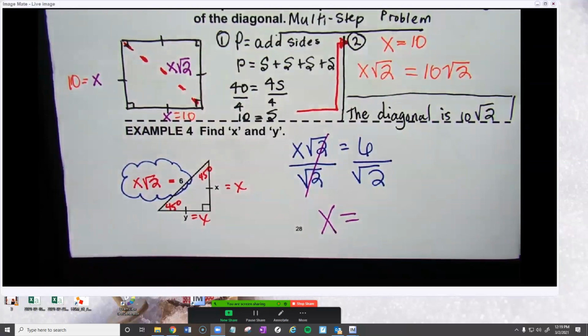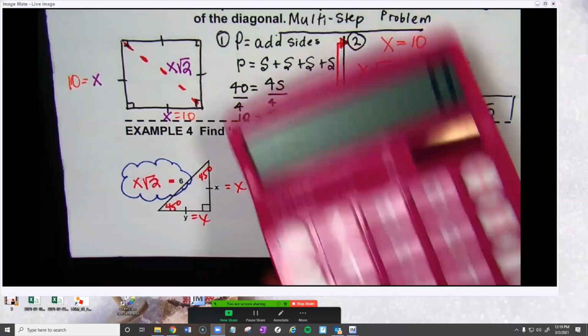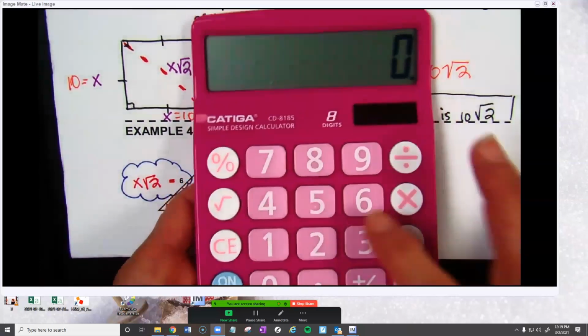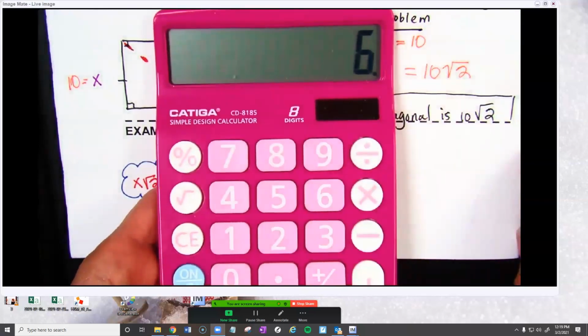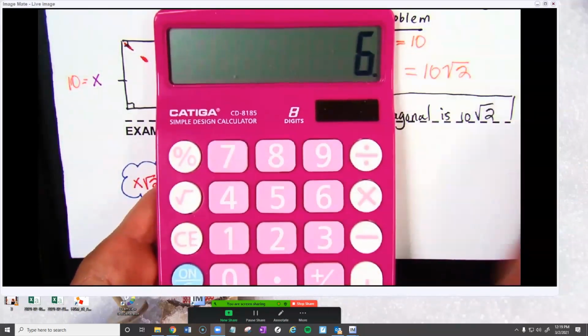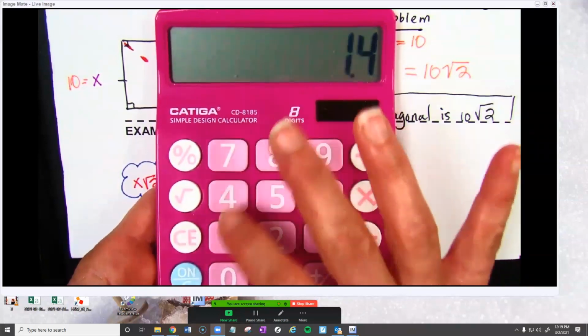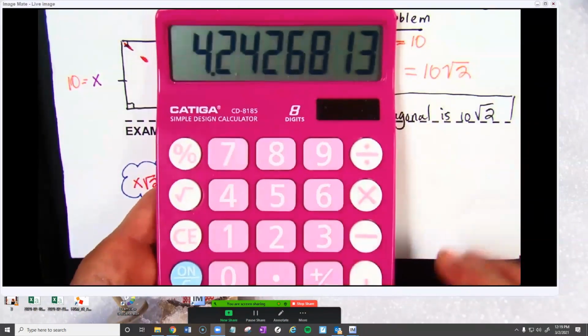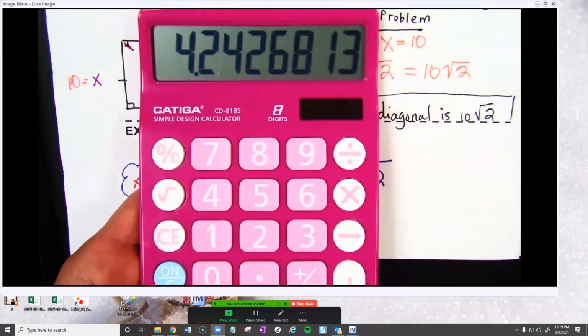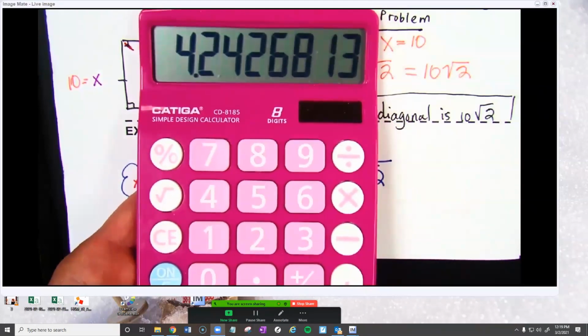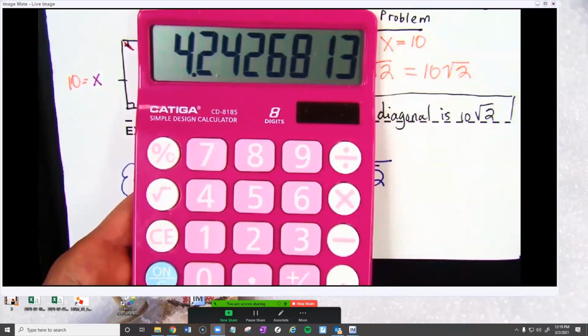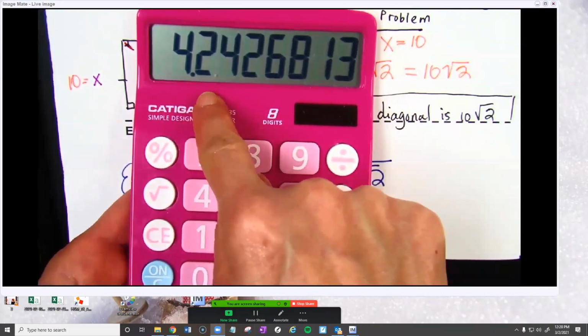Hold on, I want to show you guys because I want to make sure you're good on rounding. So let me grab my calculator. Okay, here we go. So we're going to have 6 divided by 1.4142. And then that's the answer. Well, it's either 4.2 or 4.3. Which one? It's going to say 4.2. Why?